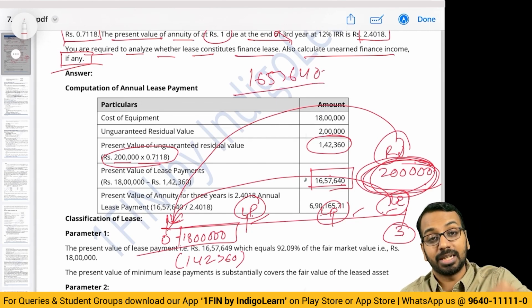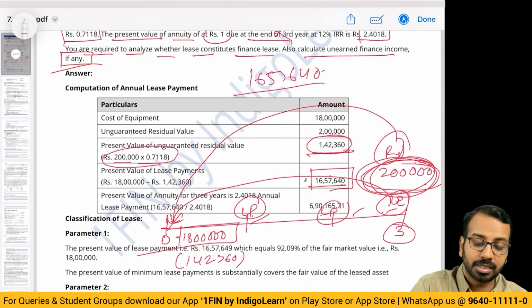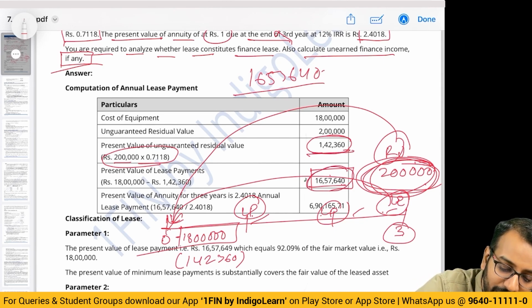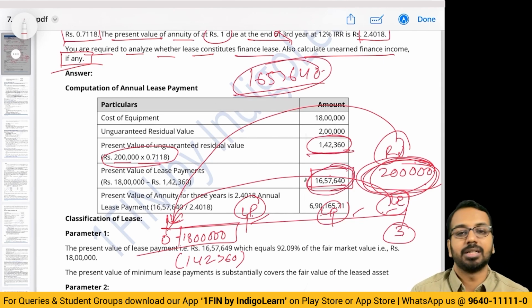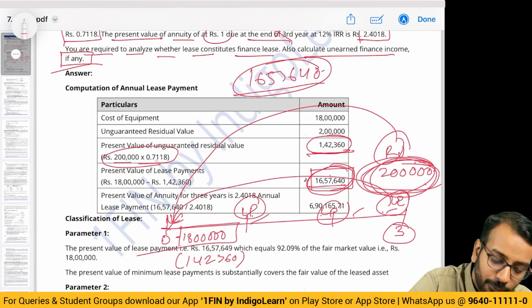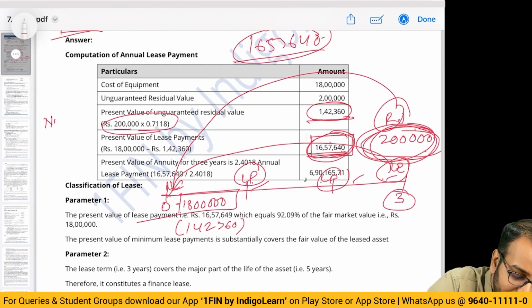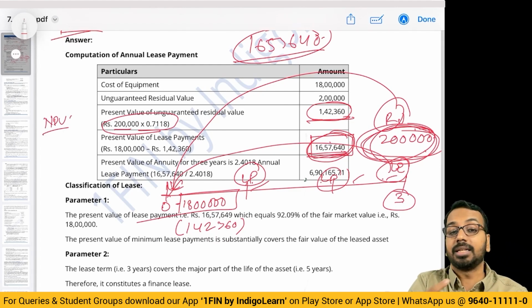I gave an asset worth 18 lakhs today. In today's value terms, I will get back 142,360. So the net amount I should recover from the lessee is 16,57,640. Over how many periods? 3-year period. Right? Now, this 16,57,640 is my net present value without considering the lease payment.